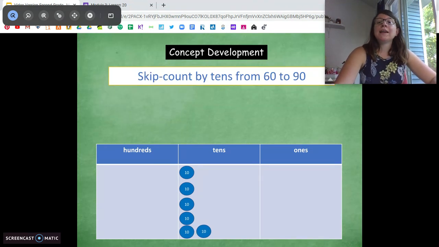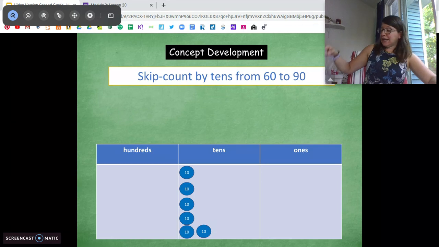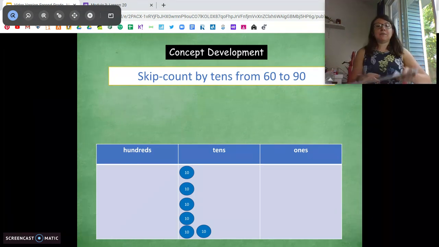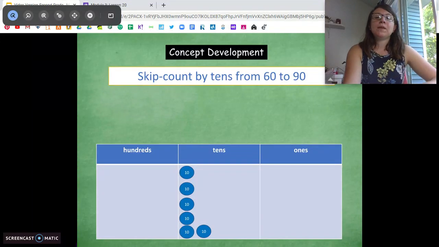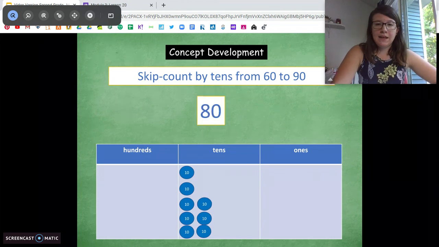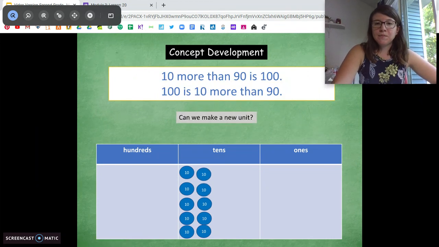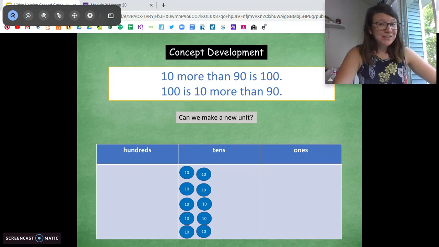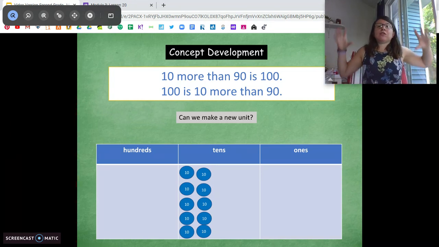From here, we're going to count from 60 to 90 by 10. So you're going to be putting your place value discs in your tens place. So we're at 60. Let's go. 60, add a 10, 70, 80, 90. Awesome. When we add another 10, how many tens do we have now? We have 10 tens, which is 100. Very good. So 10 more than 90 is 100.